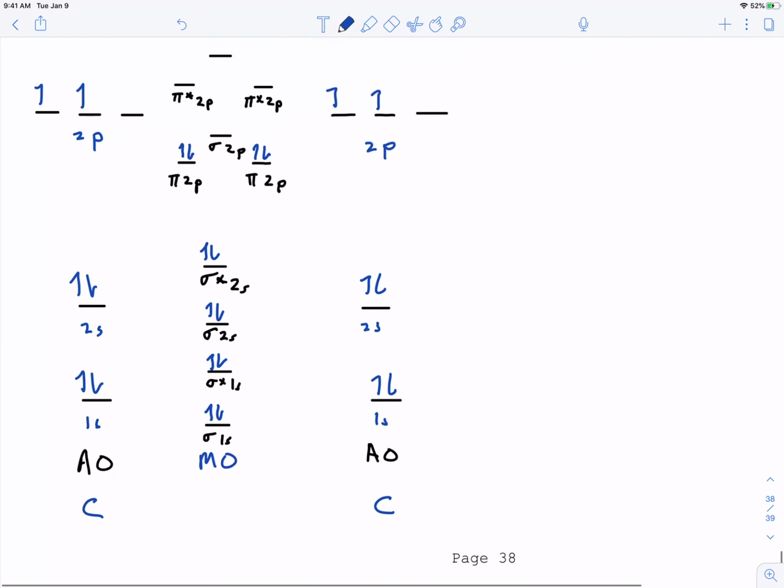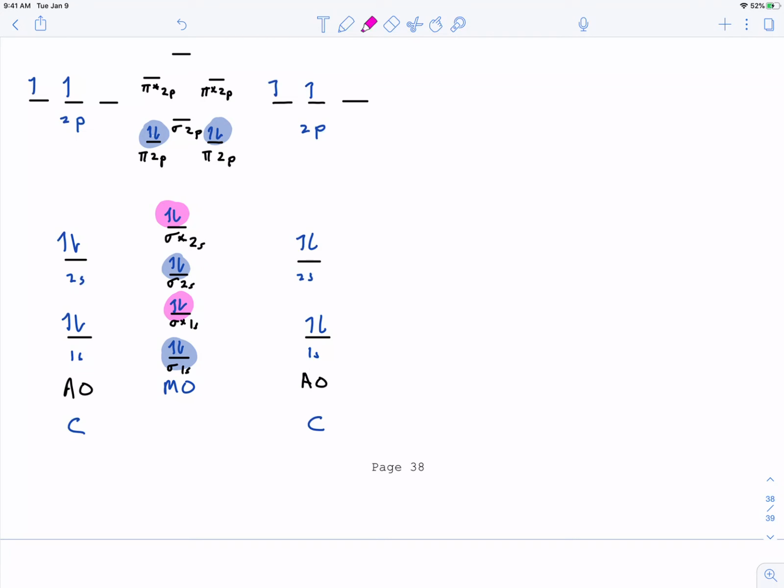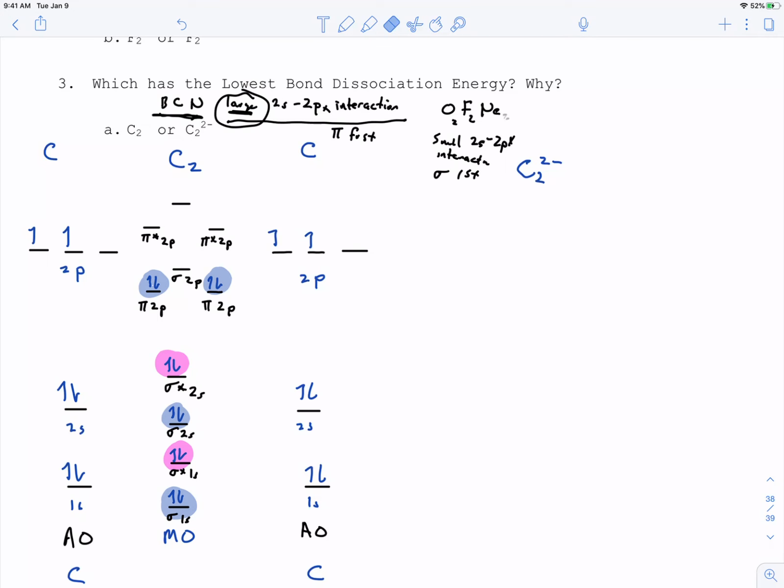Let's figure out our bond order. Did we get everything here? 2, 4, 6, 8, 10, 12. Okay, so let's get our bonding orbitals in blue, and then our anti-bonding we'll do pink. And let's figure out our bond order. So that's going to be 1/2 the bonding electrons, 2, 4, 6, 8, minus 4. So 8 minus 4 is 4 divided by 2 equals 2 bonds.